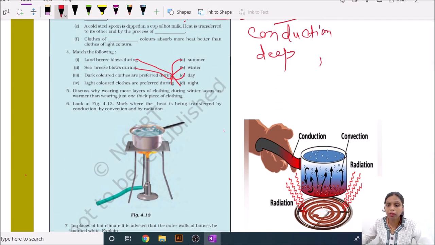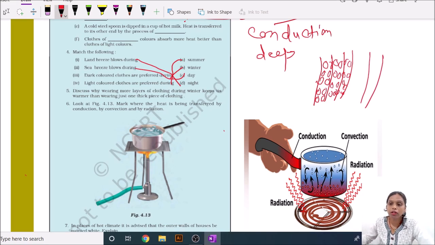a layer of clothes will trap more air comparatively to one thick layer. That's why, and you know that, you can see here, it is a layer of cloth. Okay, then it contains more air rather than one thick layer.